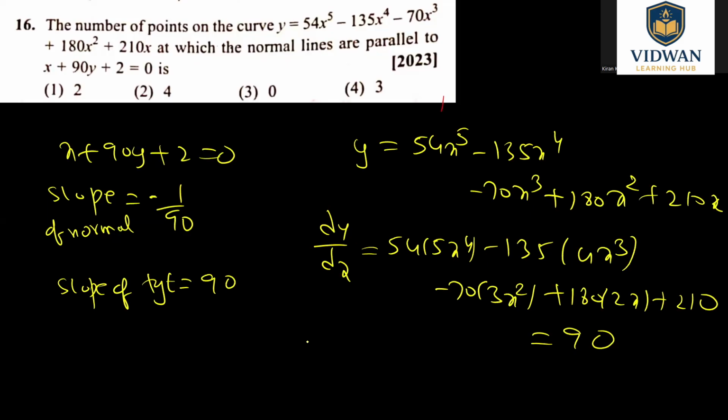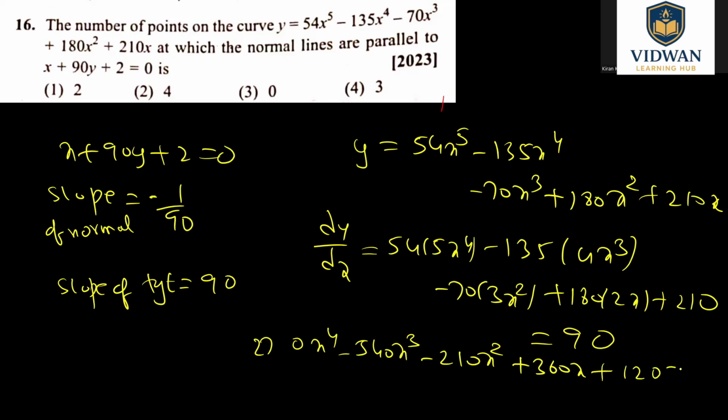So 54 into 5, what do you get? 270 x power 4. Again, 135 into 4 is 135 into 2, which is 270. It is double of that: 540 x cube. Then we have 210 x square, 360 x. And 210 minus 90, what do you get? Is it 120 equal to 0? So find out how many real roots this equation has.